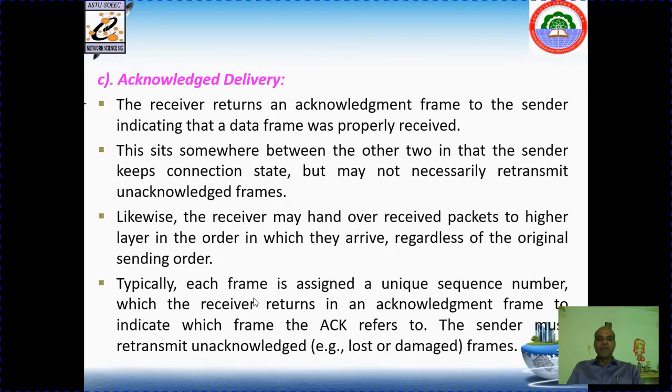Acknowledged delivery: the receiver returns an acknowledgement frame to the sender indicating whether the data has reached properly or not. If the acknowledgement is lost in the middle, the sender keeps the connection state but may not necessarily retransmit the unacknowledged frames. In the same way, the receiver may hand over the received packets to the higher layer in the order in which they arrive, regardless of the original sending order.